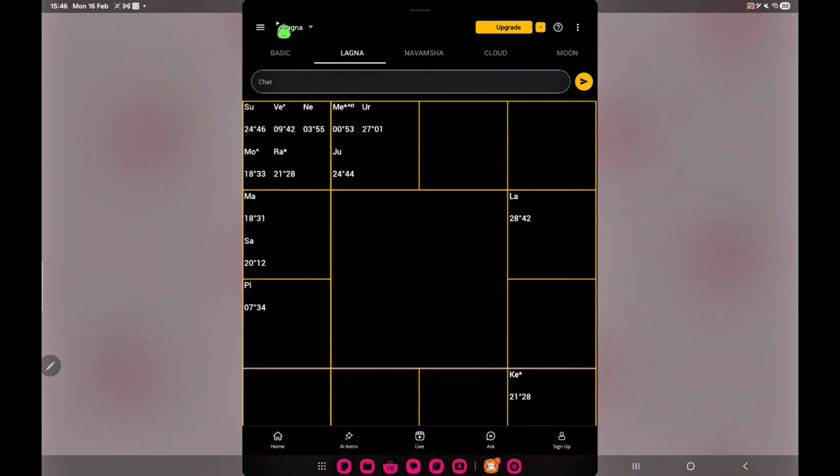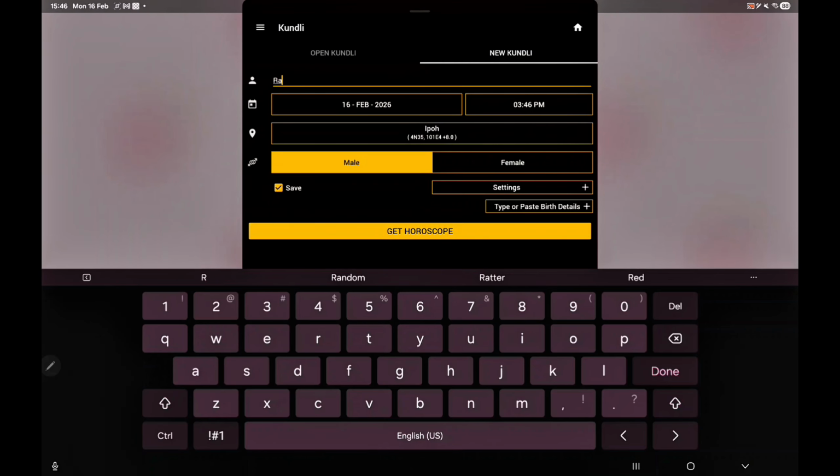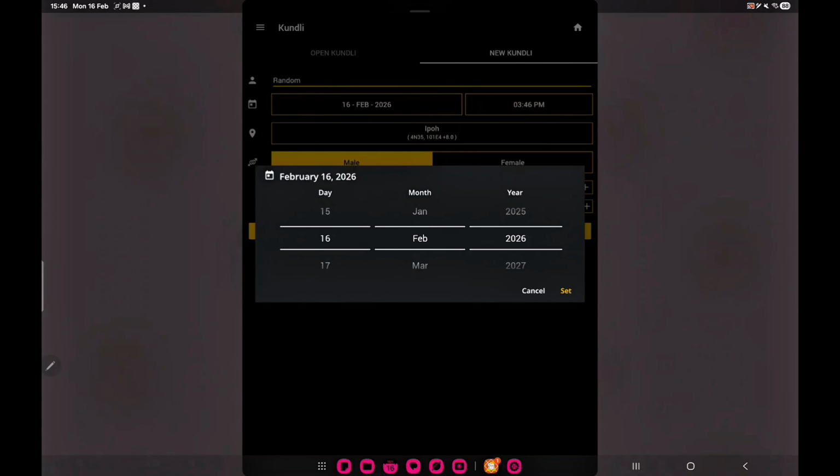Now let's look at another example. Let's put a random name. Don't want to save it. And let me search August 11, 1999. That was a long time ago. It's interesting to go back. 11 August 1999.